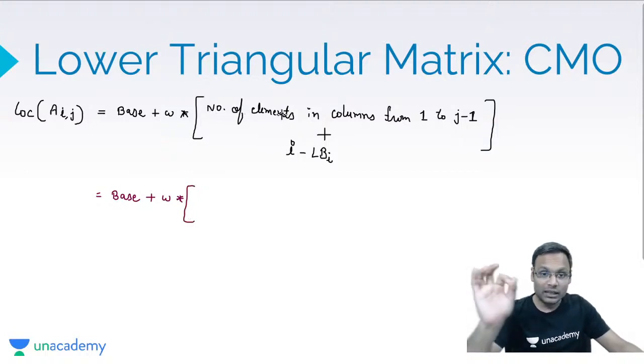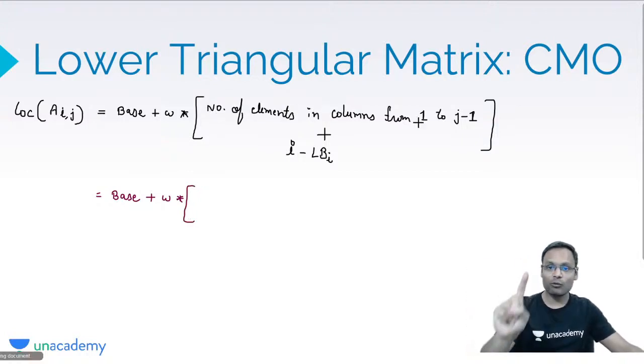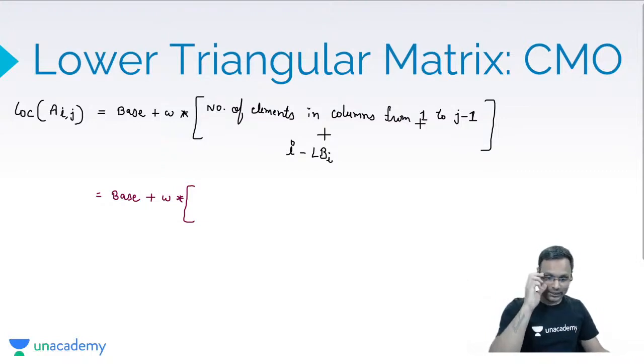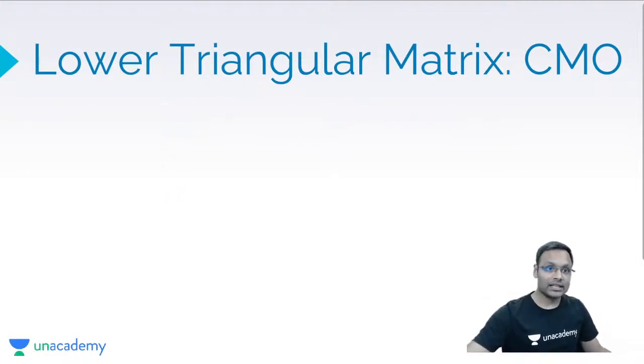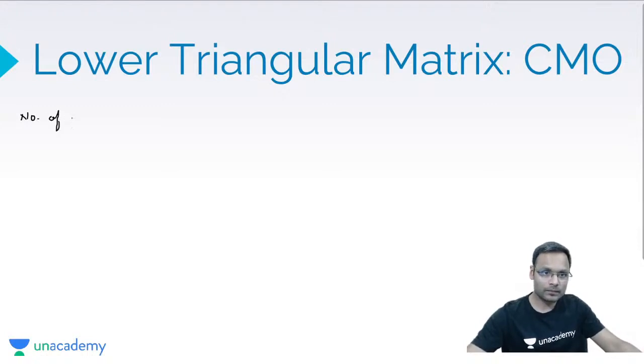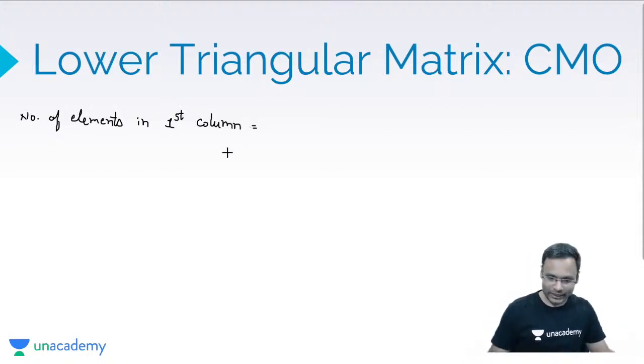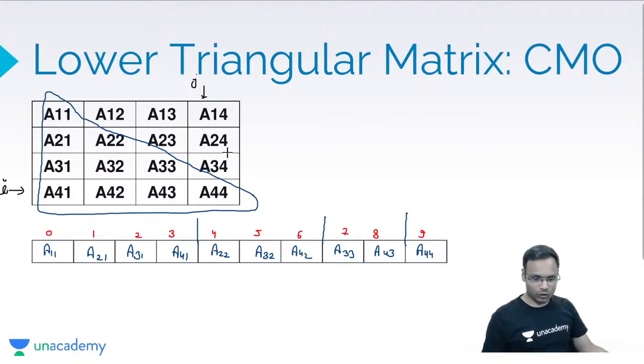How many number of elements in columns from 1 to j minus 1? How many? चलिए देखते हैं. सबसे पहले, the very first thing we're gonna get is number of elements in first column. Let's check out how many elements are there in the first column.